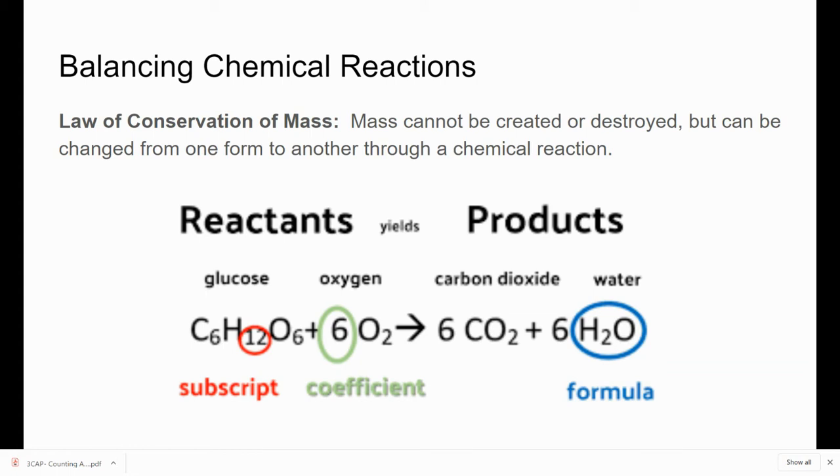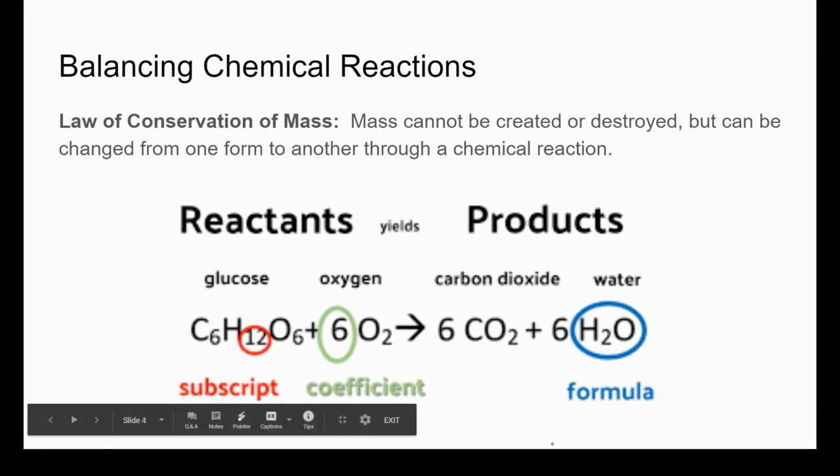And again, like I said, it's important that we have the same amount of reactants and the same amount of products. Okay, that's all because of the law of conservation of mass. Mass cannot be created or destroyed, but can be changed from one form to another through a chemical reaction. Okay, so we're just rearranging the atoms. We're not creating any magic here. Sorry, Harry Potter doesn't really exist. So sorry about that, but it is what it is.